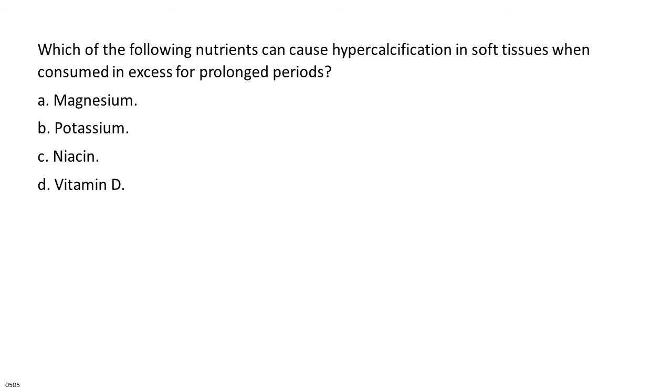Which of the following nutrients can cause hypercalcification in soft tissues when consumed in excess for prolonged periods? A. Magnesium. B. Potassium. C. Niacin. D. Vitamin D.